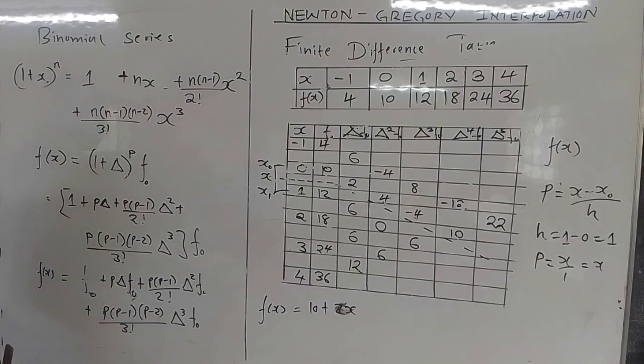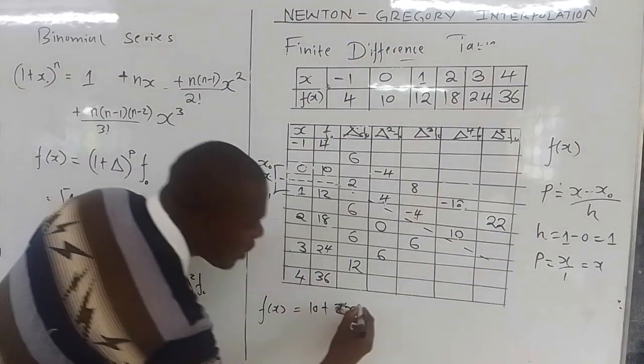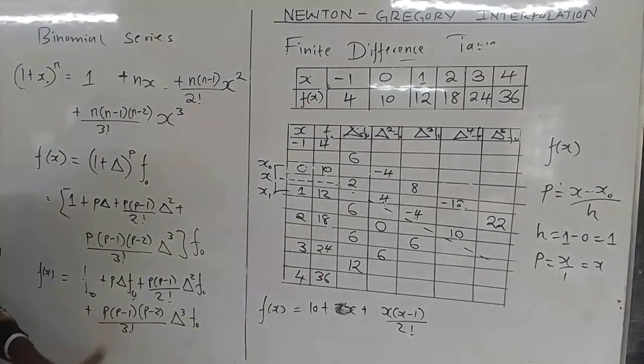Are we together? Then you move again. Look here. What is your p? So it is x into x minus 1. So it is plus x into x minus 1 over 2 factorial.